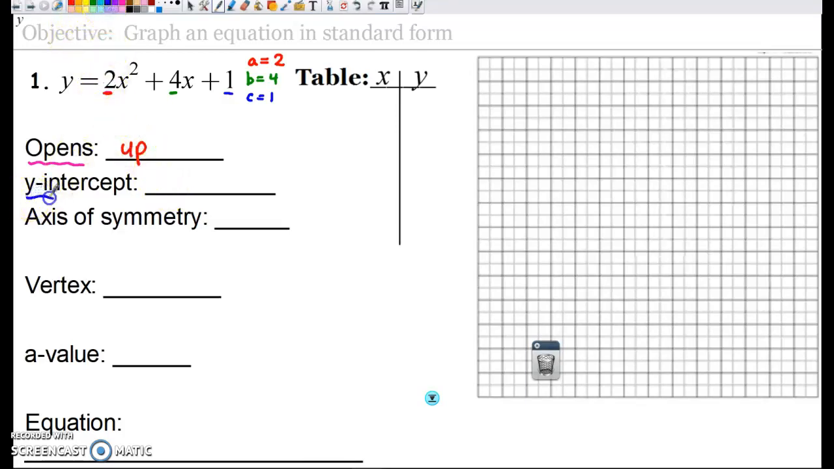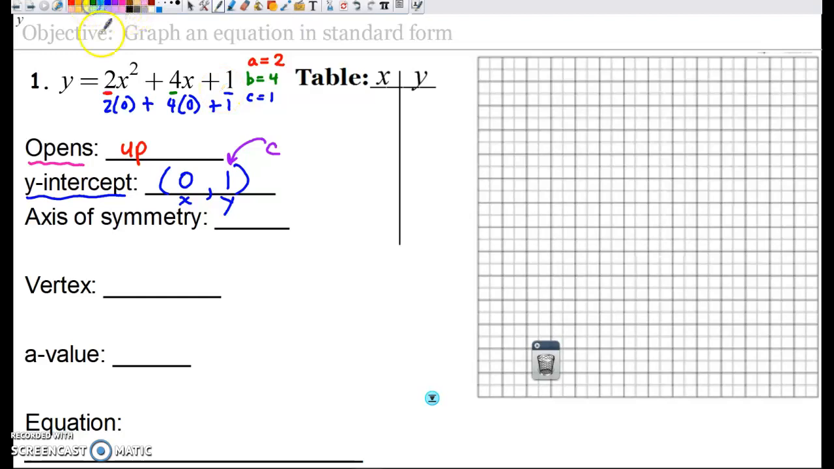Now to find the y-intercept, we need to plug 0 in for x. The nice thing about quadratics here is that when I plug 0 in for x, I get 2 times 0, 4 times 0, and then 1. I add them all together, and it's just 1. A quick way to remember this is that if it's a quadratic in standard form, the y-intercept is always my c value. That c value in the equation is going to be our y-intercept.